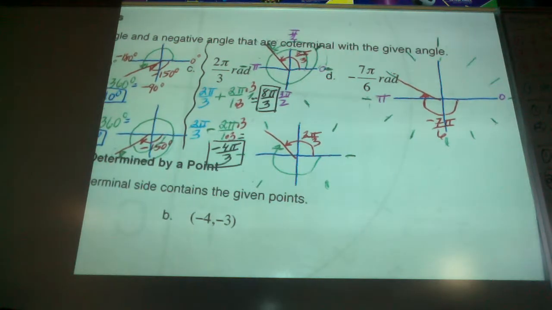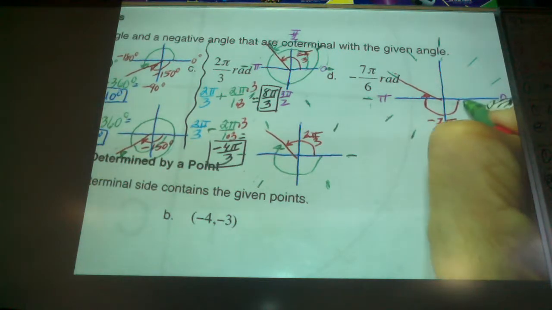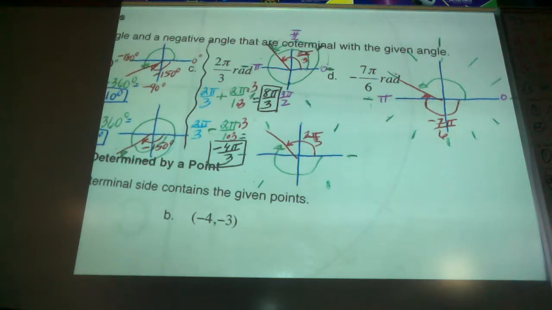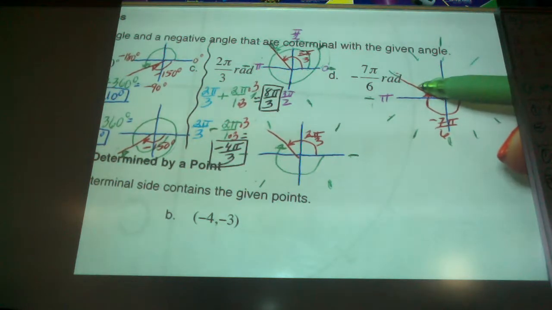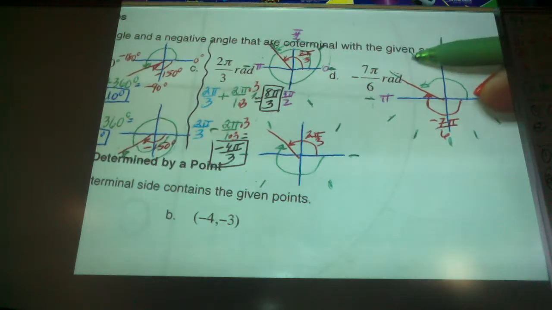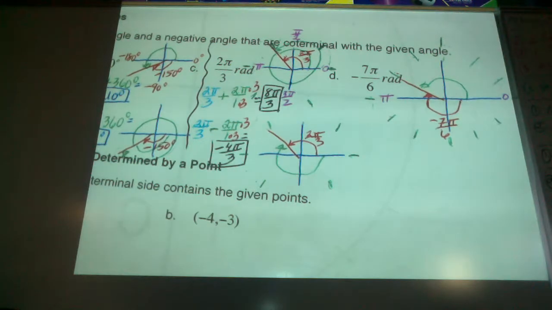Now, if I want to go positively, I again start here from the initial side. Don't I just have to go from here to here? That'll get me positive, won't it? I'm going in a positive direction. I hit that terminal side. Done. Count. 1, 2, 3, 4, 5. Shouldn't it be 5 pi over 6? Let's see if we get that mathematically.